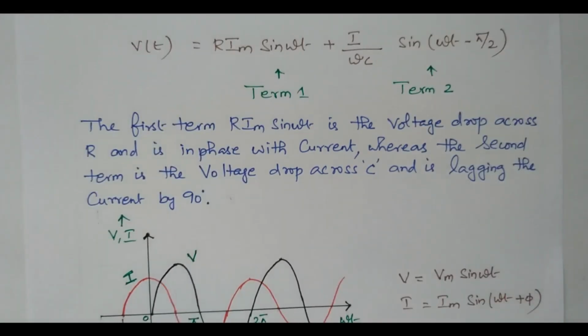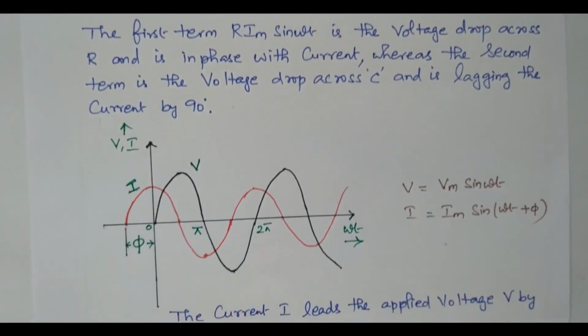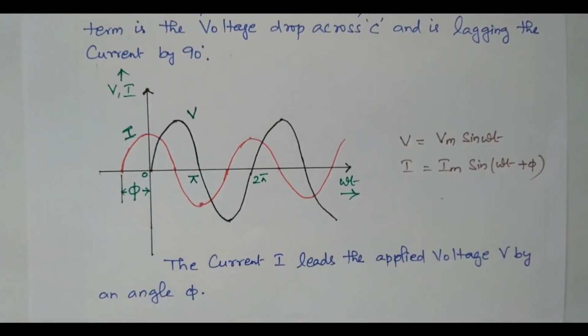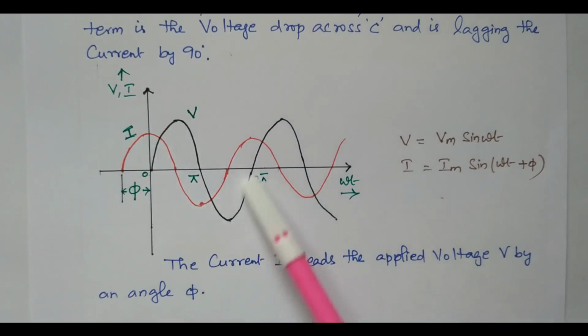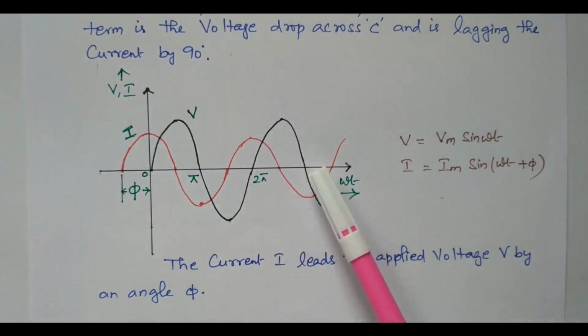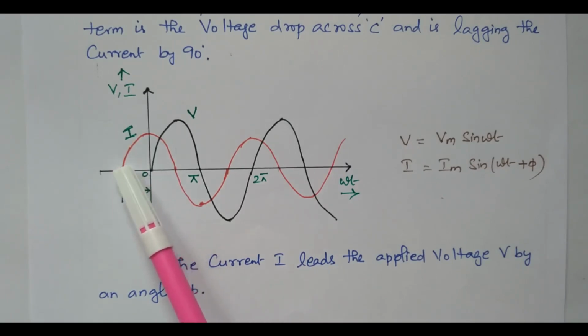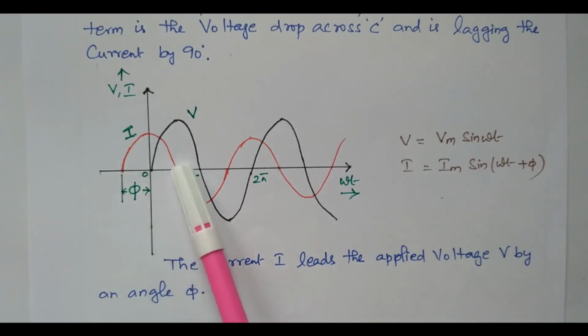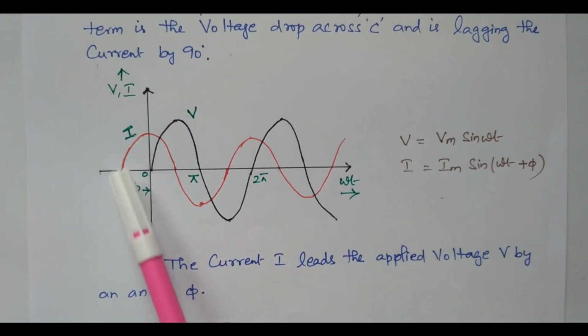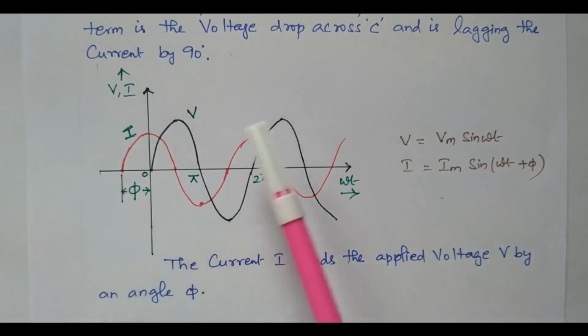So based on that we can draw the waveform. See, the voltage starts at 0 degrees. We know that the current is leading, so before the voltage starts, the current starts here itself. The current starts earlier. In the case of an inductor, the current starts later. Here the current starts earlier. So there is a phase difference of phi between current and voltage. That is, the current is leading or the voltage is lagging.